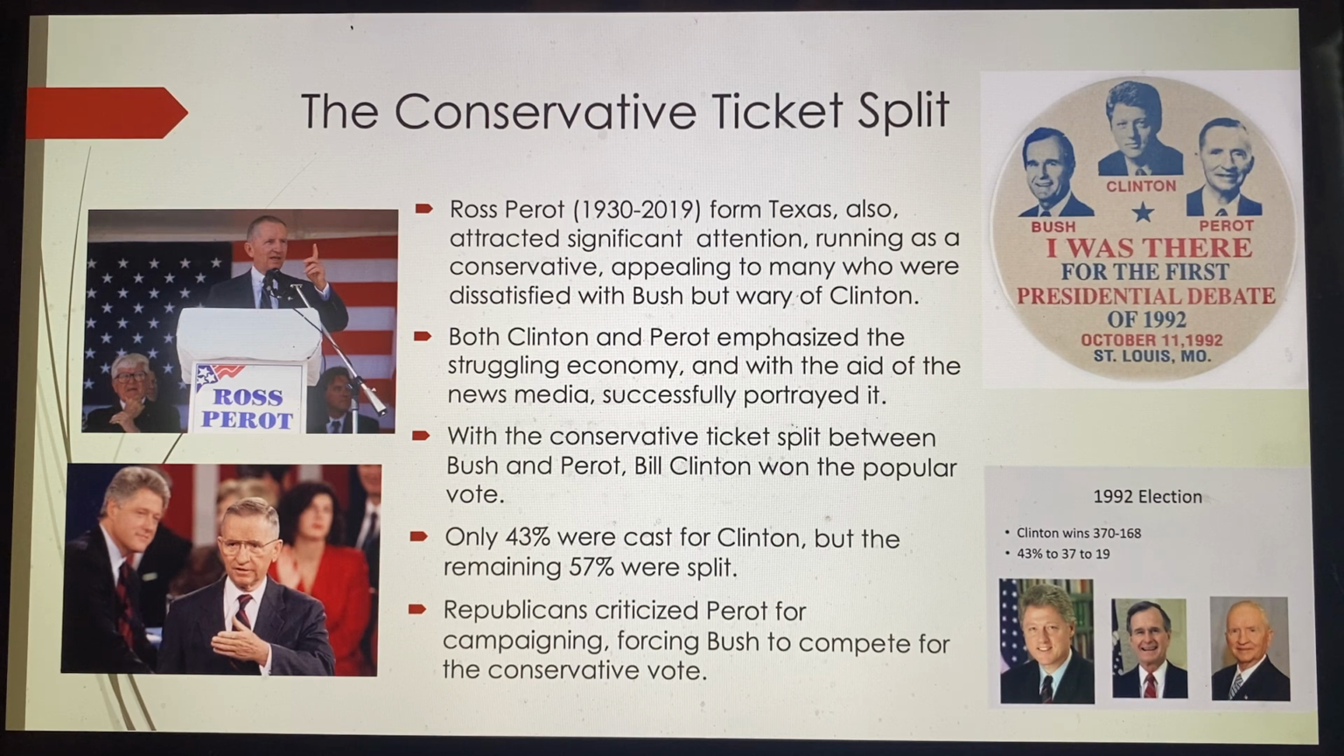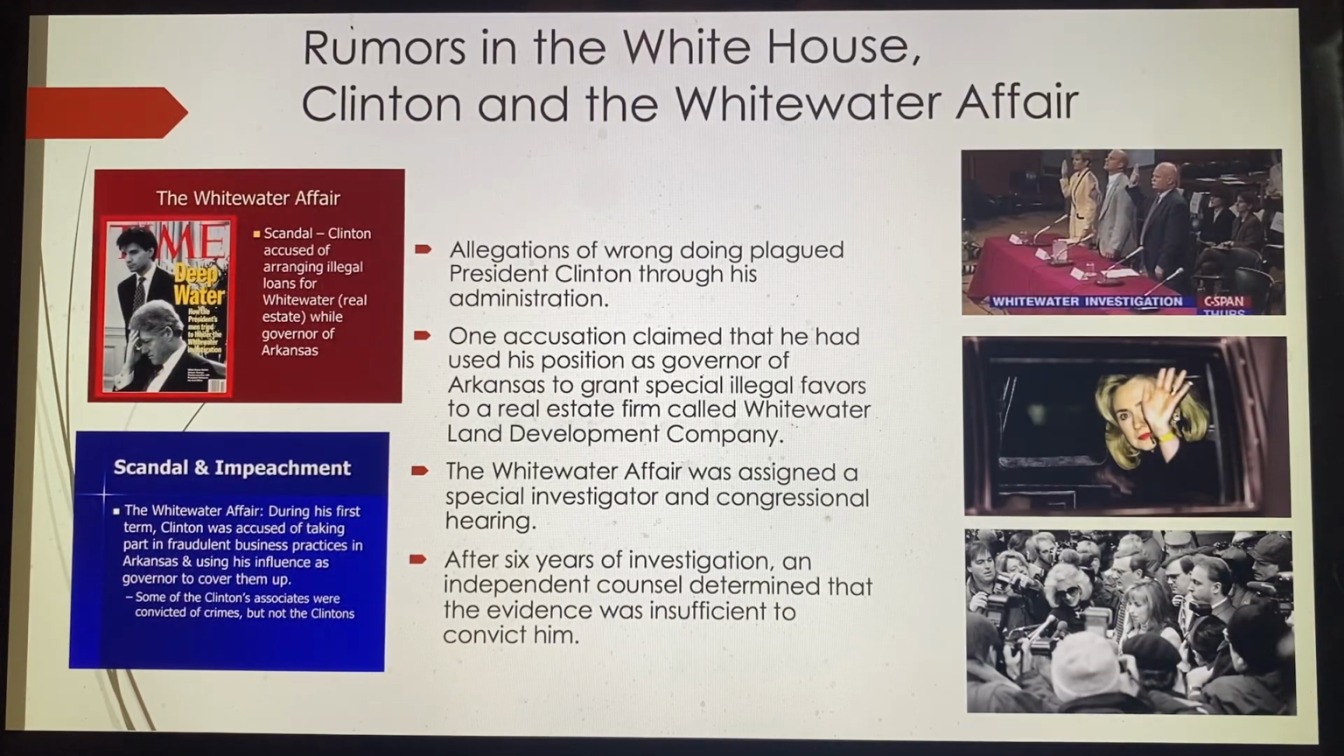So, anyway, here's a picture of the Clintons, 43% to Bush 37% to Perot 19%. You can see how the candidates, the Republican Party, was split there. That's what happens sometimes, when you have an independent party that gets a lot of votes from another party.